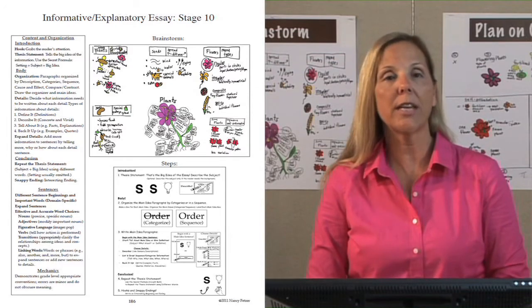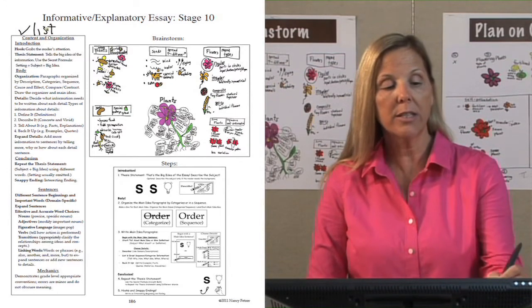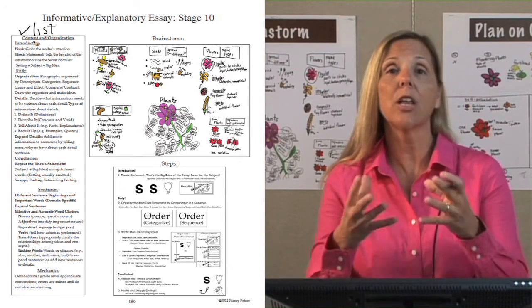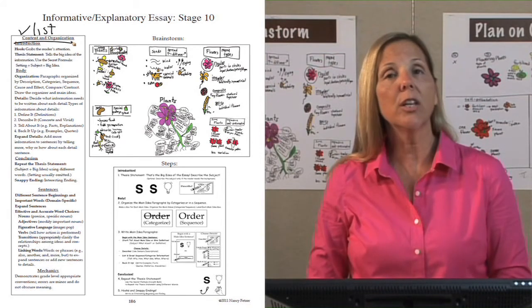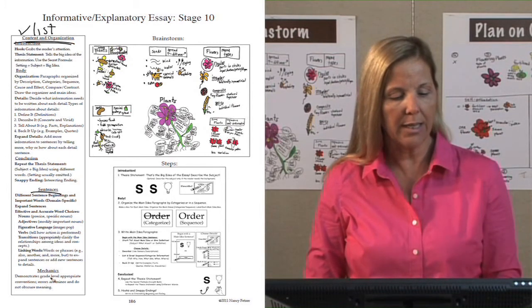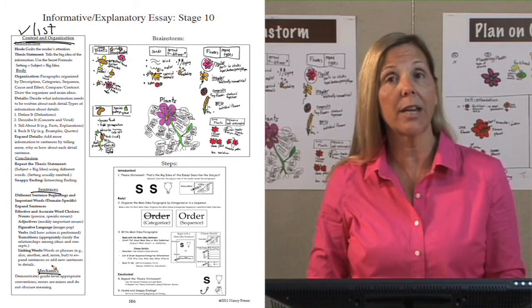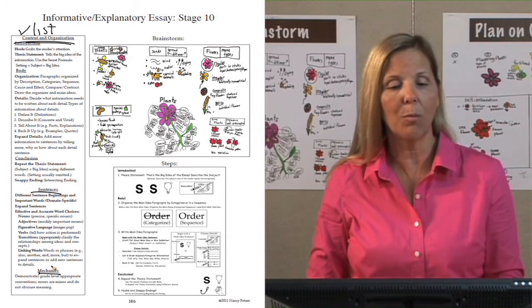On page 186, we begin first with the checklist. This checklist is for you to use to analyze your students' work. And this checklist is separated into 3 parts: content and organization, sentences, and mechanics, with all the listed elements that are necessary at the Stage 10 essay level.